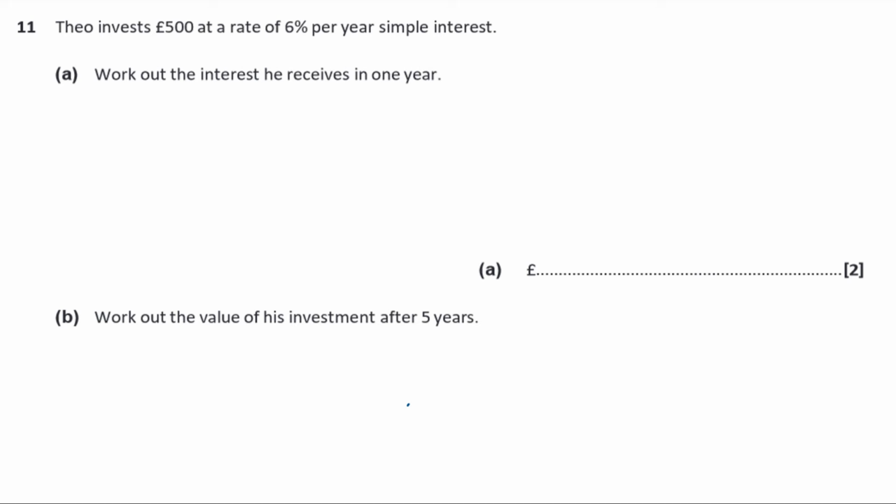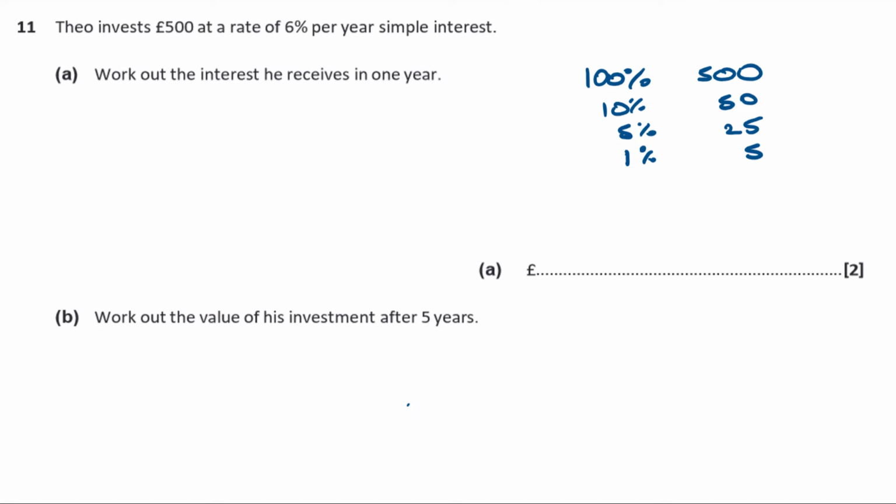Question 11. Theo invests £500 at a rate of 6% per year simple interest. Work out the interest he receives in 1 year. Okay, so I'm going to do this by chunking, I think. So let's start off with 100%. That's equal to £500. So 10% would be a tenth of that. That would be 50. 5% would be half of 10%. That would be 25. And 1% would be a tenth of 10%. So 50 divided by 10, which would be 5.